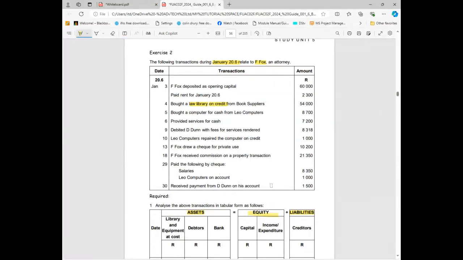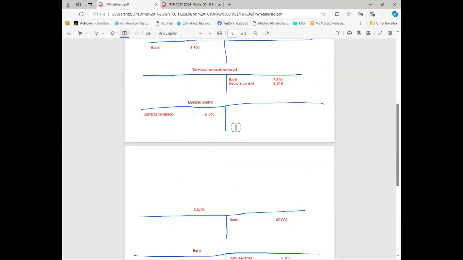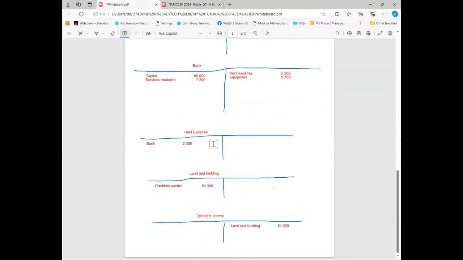What do you think on the 10th? So this one threw me off. I'm assuming equipment, sir. I think equipment. We can only say equipment when we are buying or selling it. Oh, okay. Oh, it's getting repaired, sir. So it's not equipment, it's creditors control, and we do have creditors control somewhere. Yeah, I think so, sir.